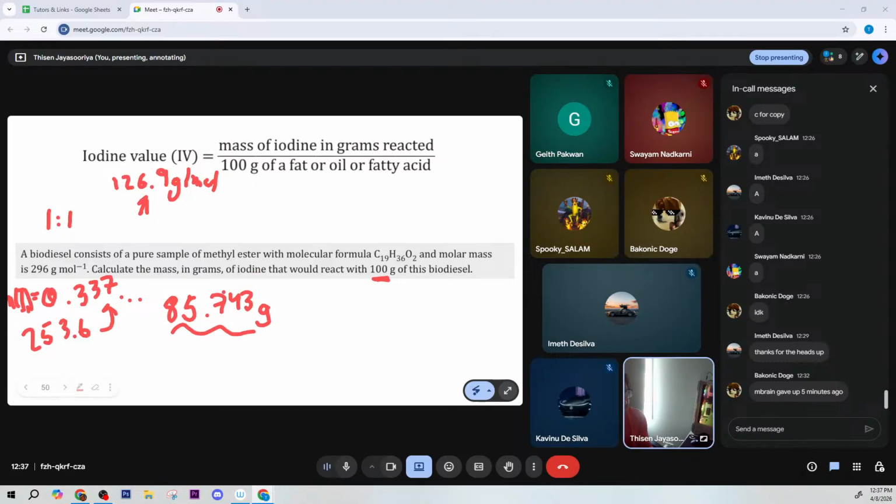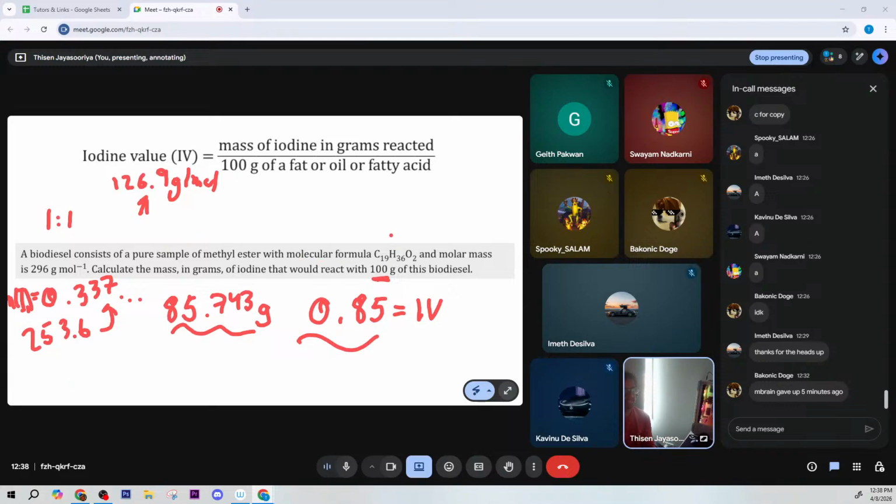So now we can just do 85.73 grams divided by 100 grams. And that means here we just get the value of 0.85... 85. And that is our iodine value. That's our final answer. So those calculations were a bit all over the place, so let me summarize.